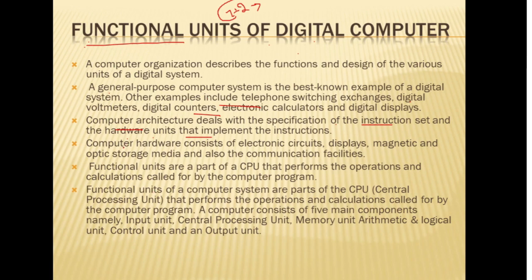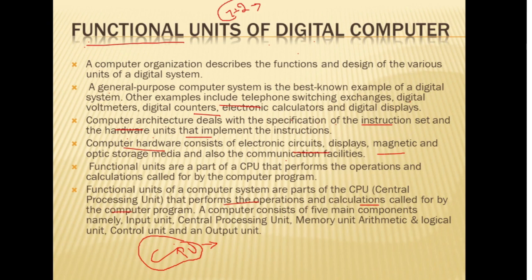Computer hardware consists of electronic circuits, displays, magnetic and optical storage media and also communication facilities. Functional units are part of the CPU. What is the CPU in the computer? CPU is the processor in our computer. So the CPU is called one of the main boards in our computer to do several functions. So the functional unit is the CPU, central processing unit. It performs the operations and calculations as directed by the computer program.